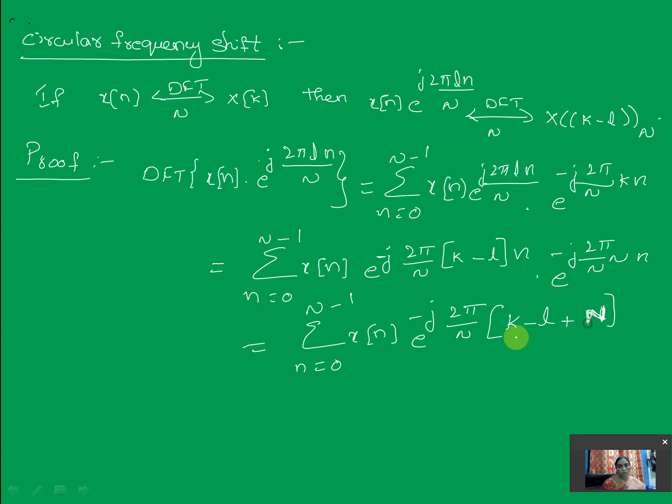Okay. So now this is equal to, in the place of k, here is k minus l plus N. Now the remaining part is similar to the DFT definition. So now here x of k is here N plus k minus l. What is this? This is nothing but, you can represent it like this, x of k minus l modulo N. So very simple solution for this. In this way you can prove the circular frequency shift property in the DFT.